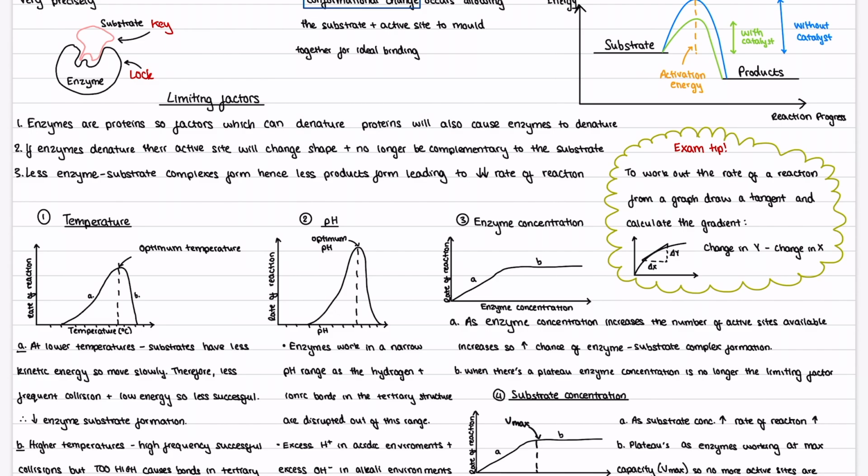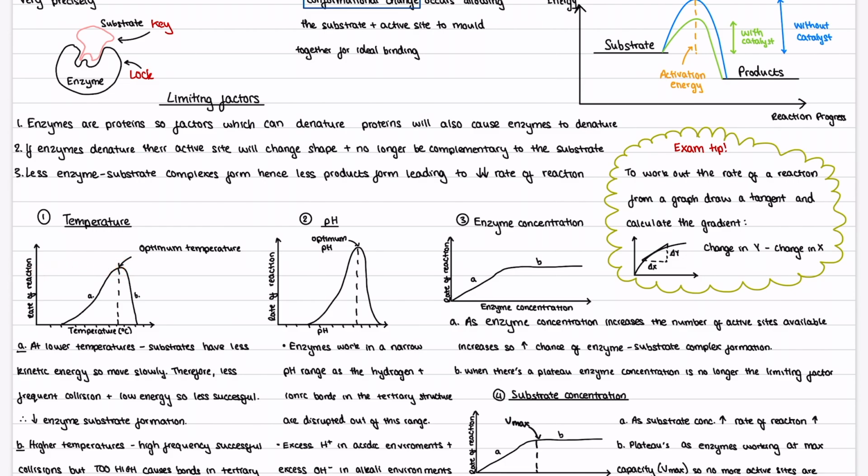The first limiting factor that you need to be aware of is temperature. At low temperatures, the substrate has less kinetic energy, hence will move slowly and less frequent successful collisions will occur. A successful reaction is one where the reaction is complete and ends with products being formed. Therefore, fewer enzyme-substrate complexes will form. Whereas at higher temperatures, due to the increased kinetic energy, more frequent successful collisions occur, maximizing the rate of reaction.